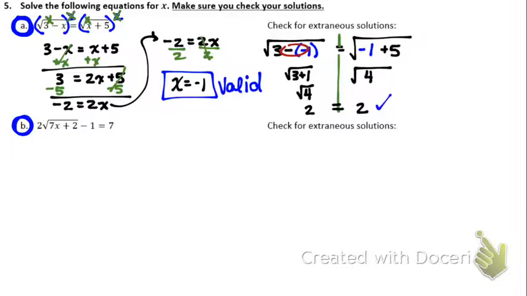Isolate that radical first. So what do I do as my first step? Add 1 to both sides. 7 plus 1? 8. And then I square both sides? Yes, but do you square the 2, right? Okay, so yes, we could do that. Or I could do what else? Square the 8. I can divide by 2 to get rid of that 2.